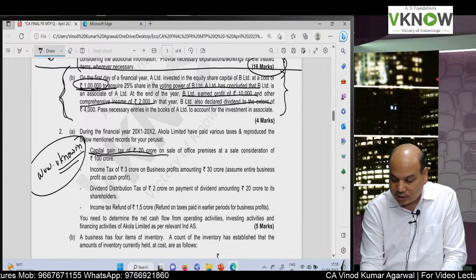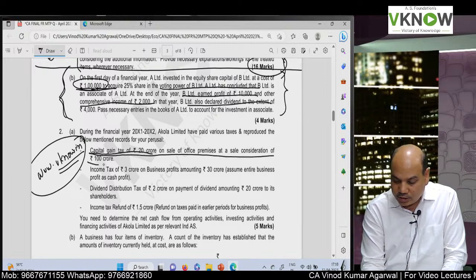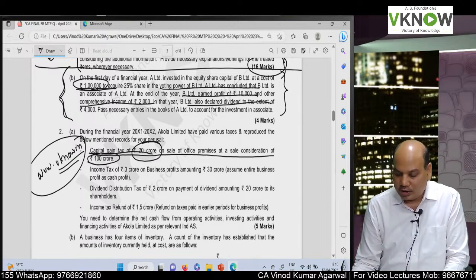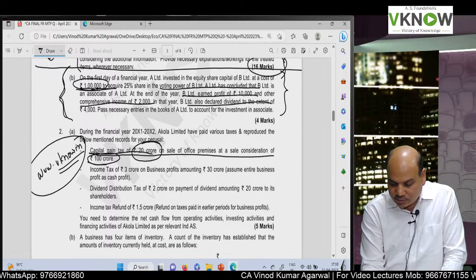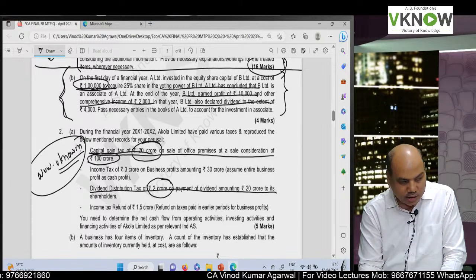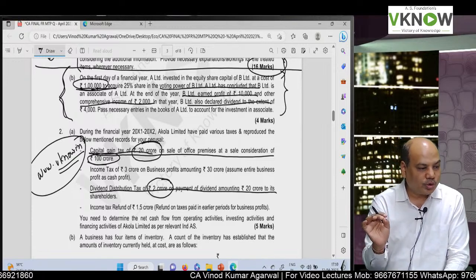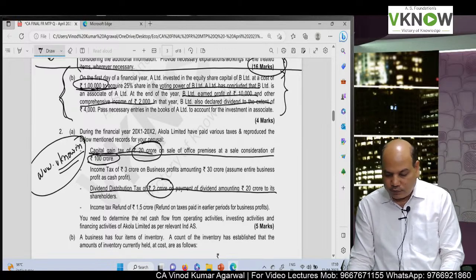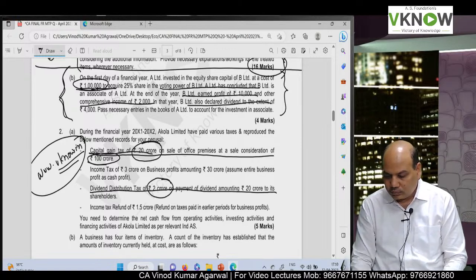Some transaction like this one will be written in investing activity, and the associated tax will also be shown in investment activity. Some items like dividend will be shown in financing activity, and the dividend payment will also be shown in financing activities. So this way you will solve question number 2A.